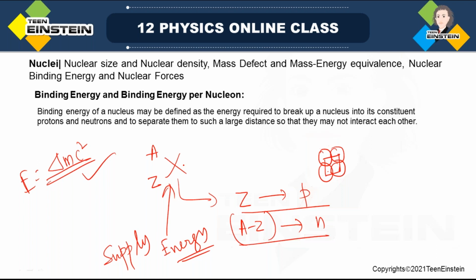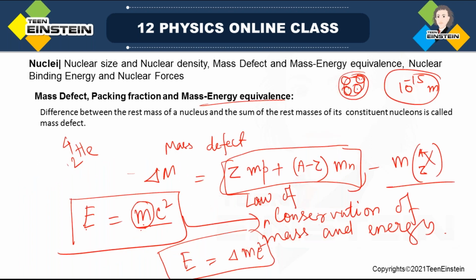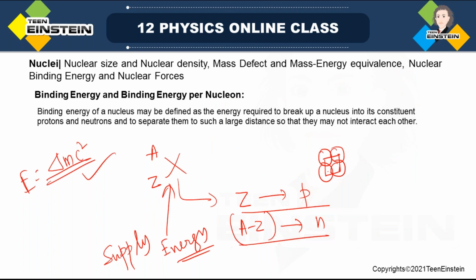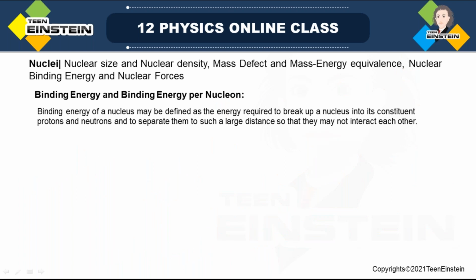Now what is binding energy per nucleon? Before I go there, let me tell you how we write the binding energy as a definition. I have already told you what mass defect is. Binding energy is sometimes written as B.E., or denoted by E capital B. This binding energy is mass defect into c square.